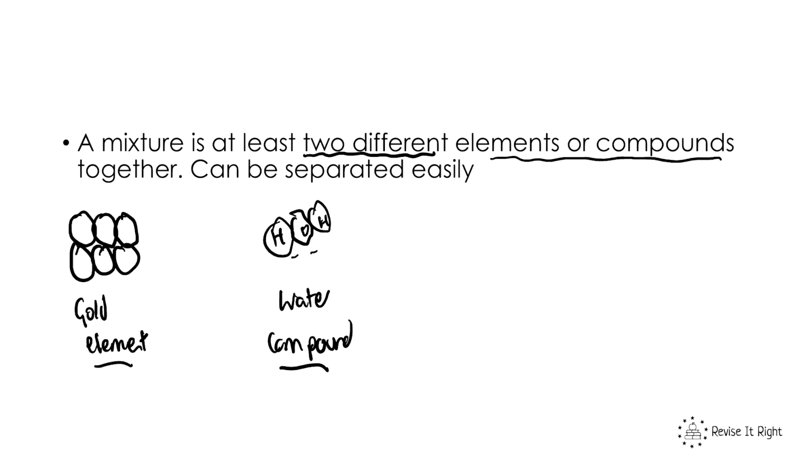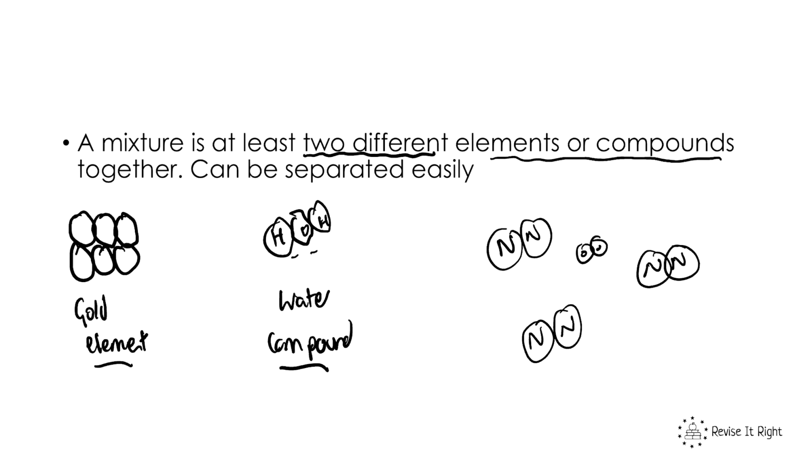Whereas a mixture is at least two different elements or compounds that are not chemically joined together. Now a good example of a mixture is air. Now we know that air is made up of plenty of nitrogen. Lots of nitrogen in the air. But also in the air you find oxygen, O2. You also find carbon dioxide in the air as well, which is CO2. And you also find some argon in the air and plenty of other gases you find in the air.